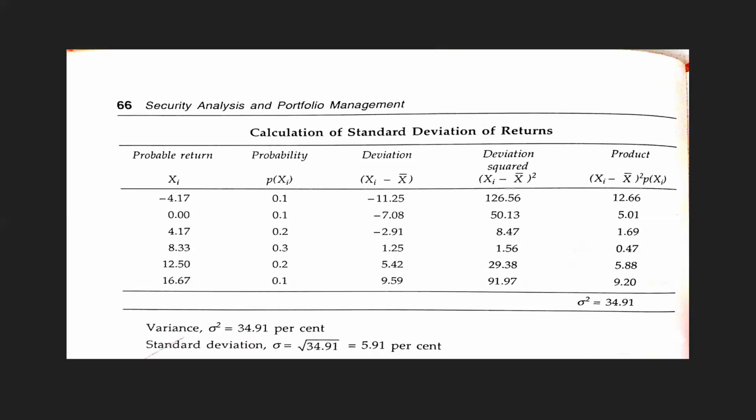I hope this is clear to you: how to calculate the variance and the standard deviation, thereby arrive at the risk percentage, and also calculate the return from a question.